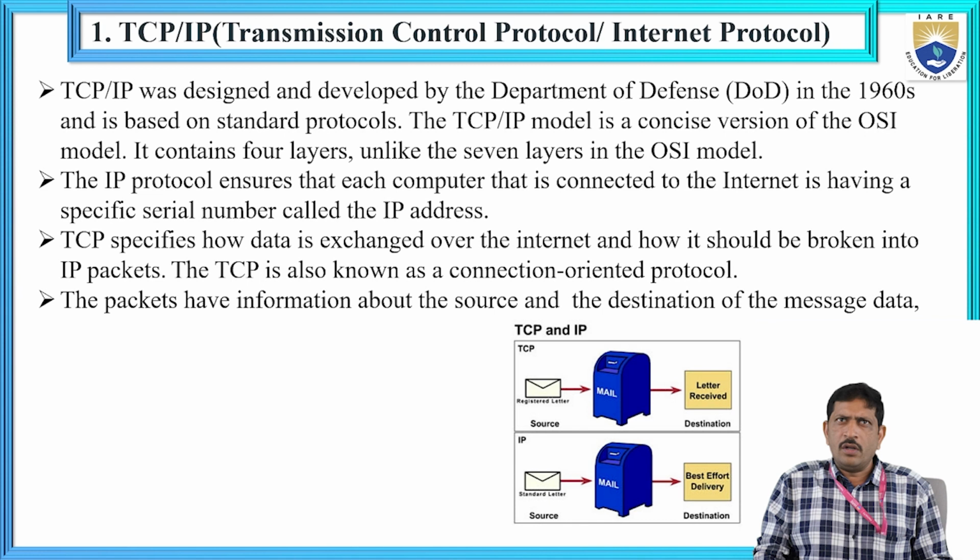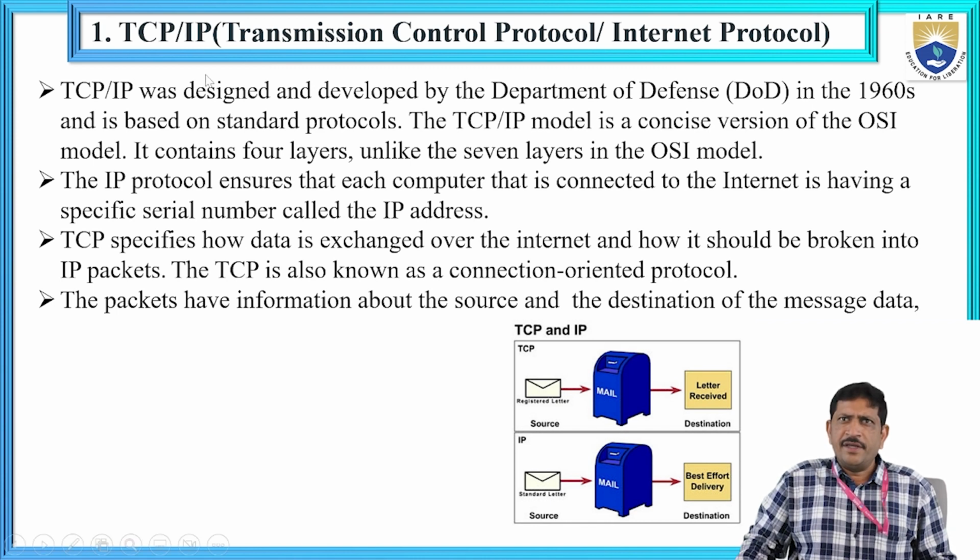The IP protocol ensures that each computer that is connected to the internet has a specific serial number called an IP address. TCP, Transmission Control Protocol, specifies how data is exchanged over the internet and how it should be broken into IP packets. TCP is also known as a connection oriented protocol. The packets have information about the source and the destination.